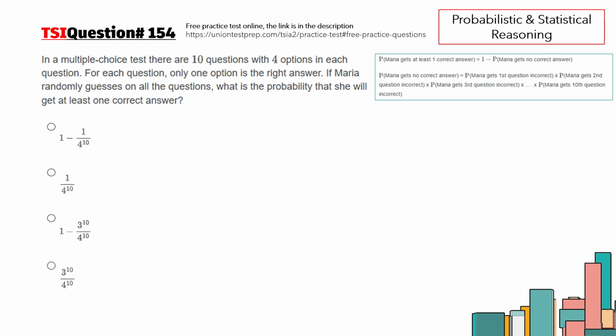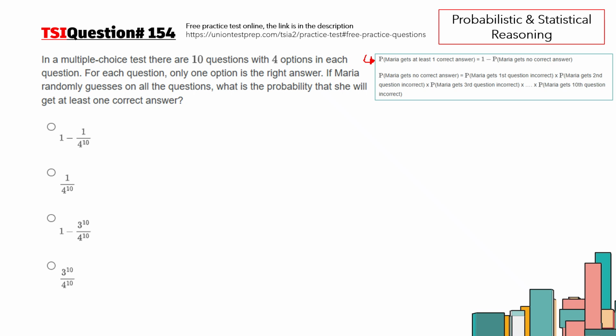So the easiest way to work on this problem is to base it on the fact that the probability that Maria gets at least one correct answer and the probability that she gets no correct answer add up to 1. So we have the relationship that the probability of Maria getting at least one correct answer equals 1 minus the probability of Maria getting no correct answer.